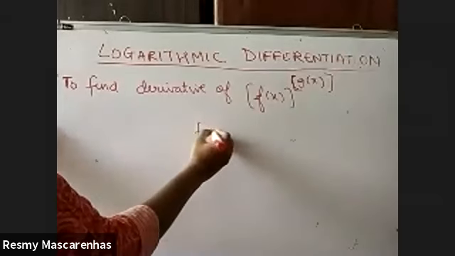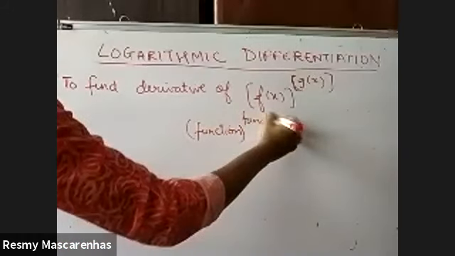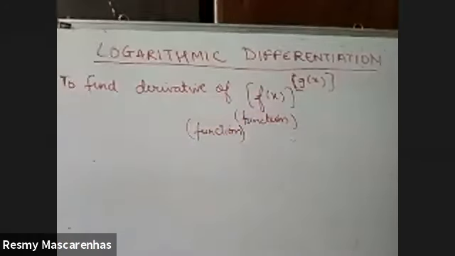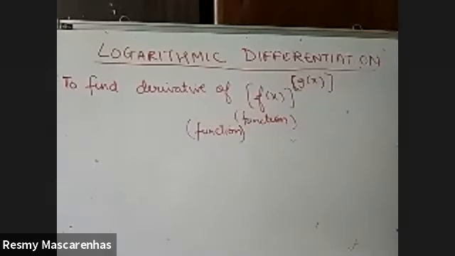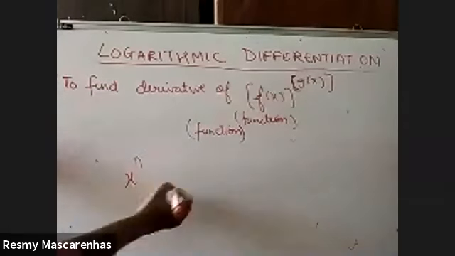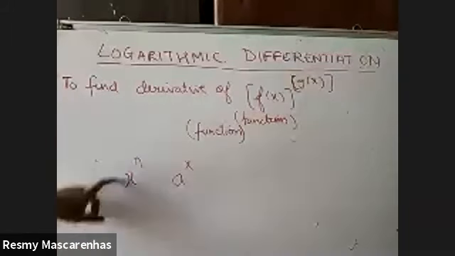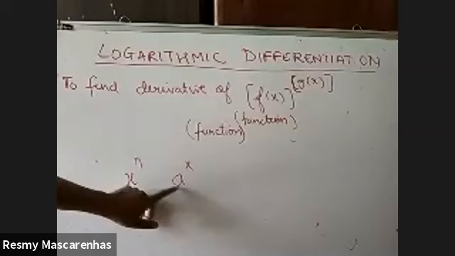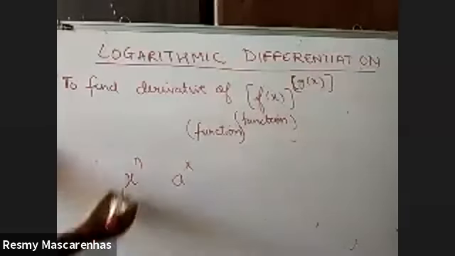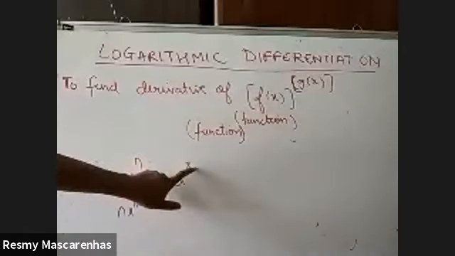Also, like this, I will write it. Function raised to function. Till now, we are done with function raised to number or number raised to function. Anything in terms of x is called a function, and this is raised to a number. The derivative was what? n x raised to n minus 1. This is what? Number raised to function. This was what? a raised to x log a.